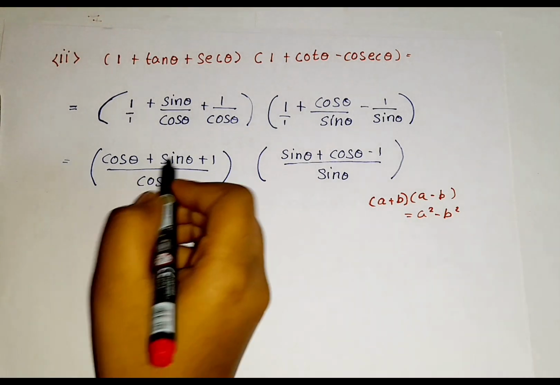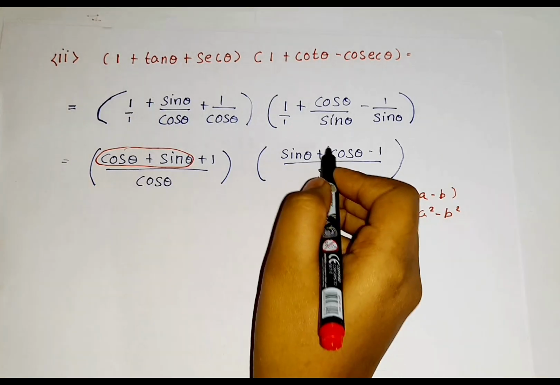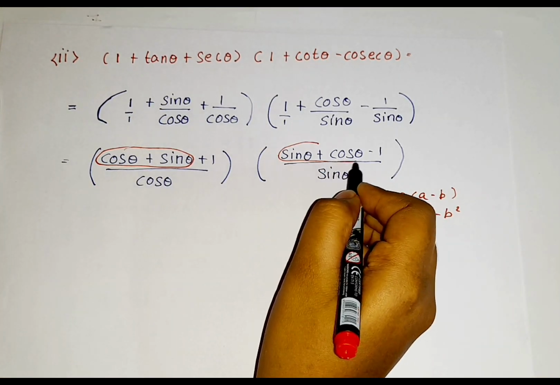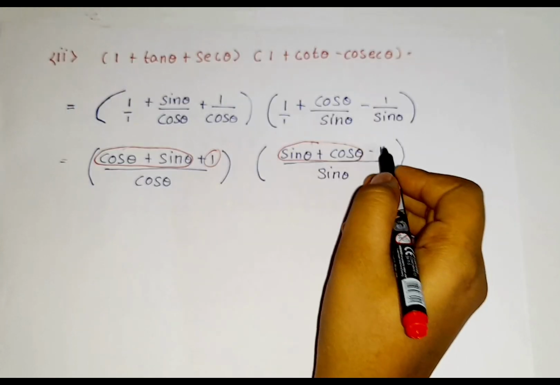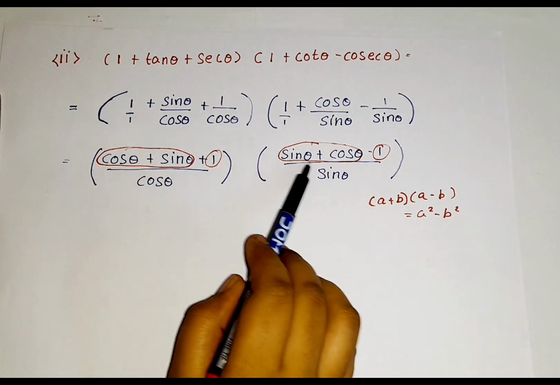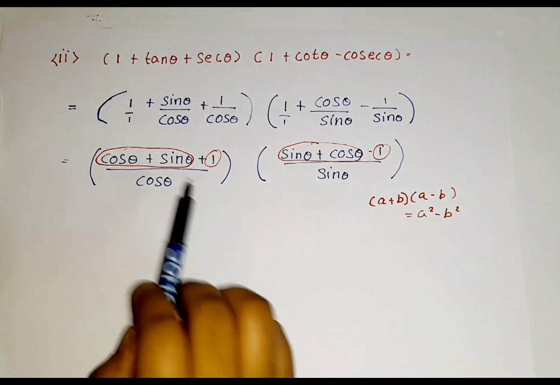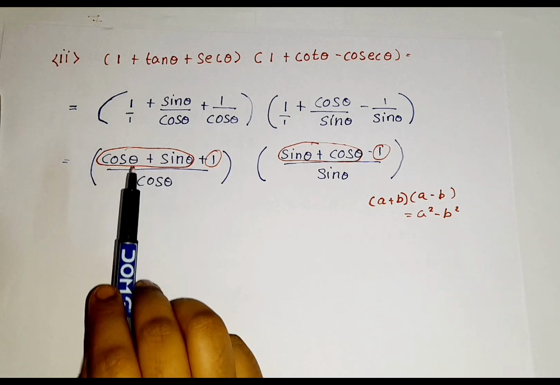How means, so here you can see we have this term and here we have this term. So they both are same, isn't it? These both terms are same, and here we have 1 and here we have minus 1. Okay, so here we can see this is a and this is b. Okay, 1 is b and this cos theta plus sin theta is a.